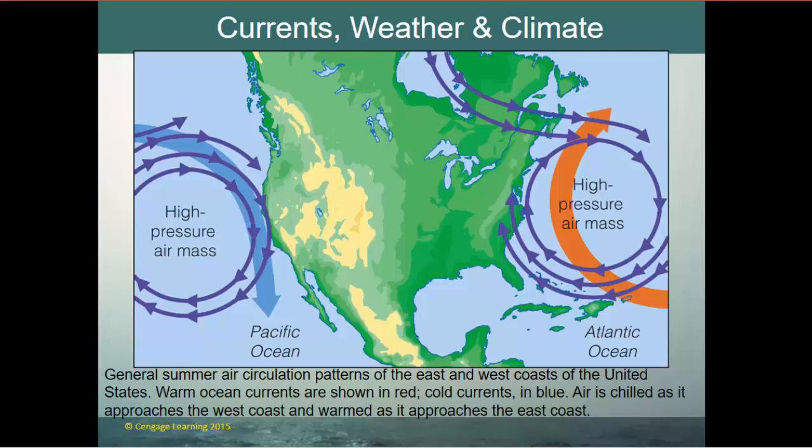So these are generally the summer air circulation patterns on the east and west coast of the United States. Warm ocean currents are shown in red, and the cold ocean currents are shown in blue. And air is chilled as it approaches the west coast and warm as it approaches the east coast.